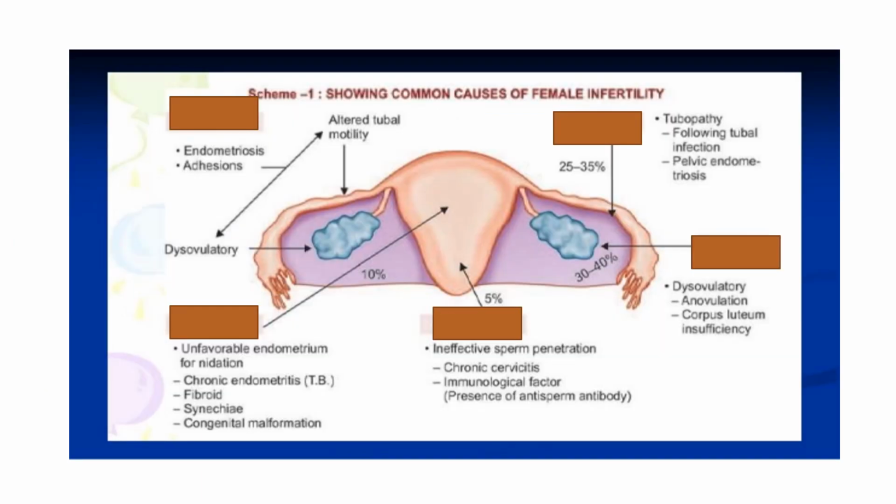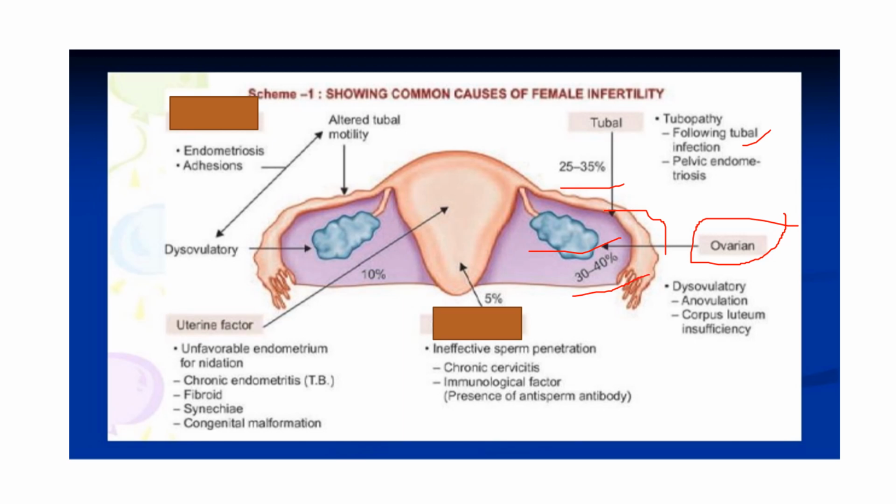Now, what are the common causes of female infertility? Number one is the ovary. There may be anovulation, corpus luteum insufficiency. These are the causes related to the ovary. Then when the ovulation is okay, but if there is any problem in the fallopian tube, that is, there may be tubal infection, there may be pelvic endometriosis. So the patency of the tube is not okay. Tubal cause is around 25 to 35%. Ovarian cause is around 30 to 40%.